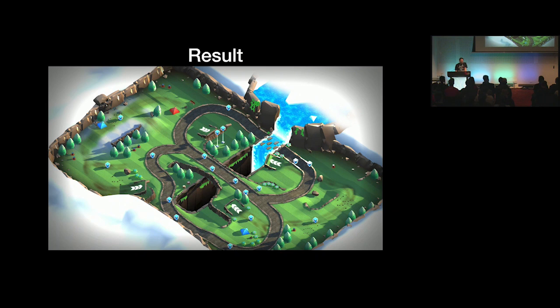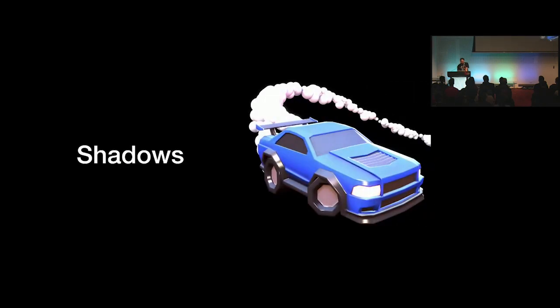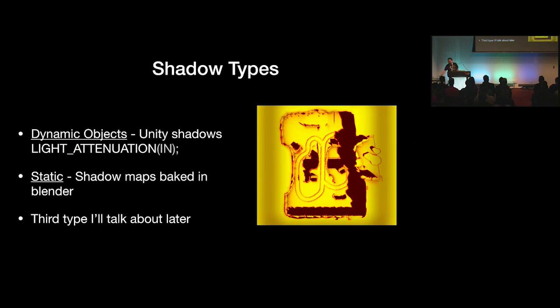So now I'll go into a bit of the shadows. Okay, there you go. So we have 3 shadow types. The first one is dynamic objects, and this uses Unity's built-in shaders. If you want to sample shadows from Unity, you use a macro called light attenuation, and you do a bit of setup in the vertex shader, and that'll give you back a shadow.